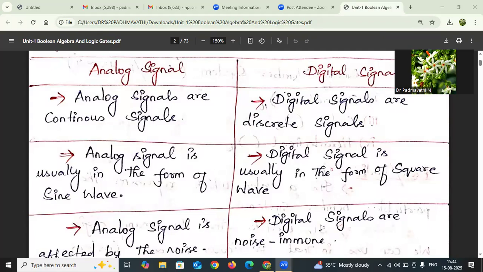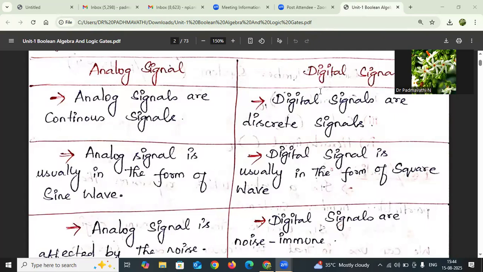Now we are going to discuss what an analog signal is and what a digital signal is, so that analog and digital signals can be used in your data transmission system. Analog is the basis for your analog systems, and digital is the basis for your number system and your digital system. That is the basic thing.